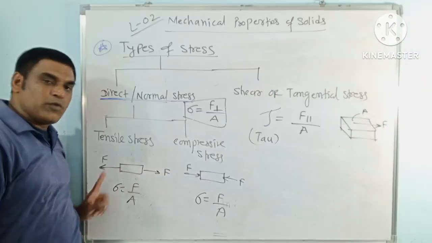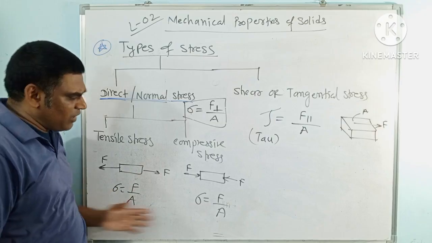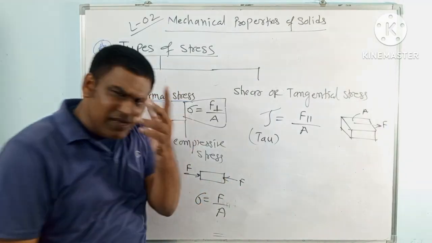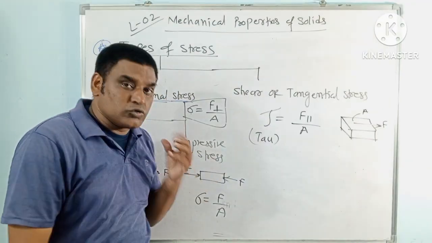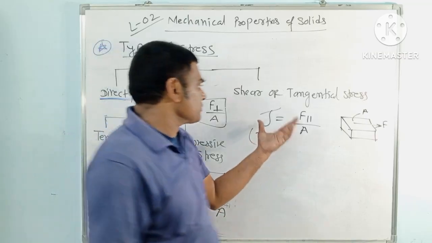In that, two types. If the force is a tensile force, perpendicular to the surface, the cross section, then this is the formula. The formula will be the same, no problem in that. Force by area, that is the stress. But which force do we have to take? This force here. So compressive like this. Okay?